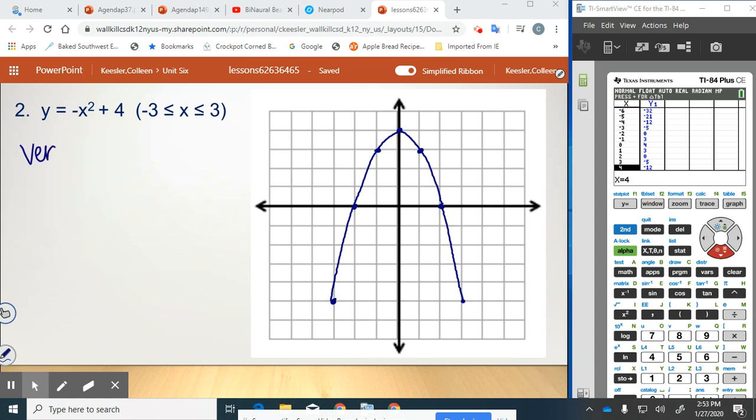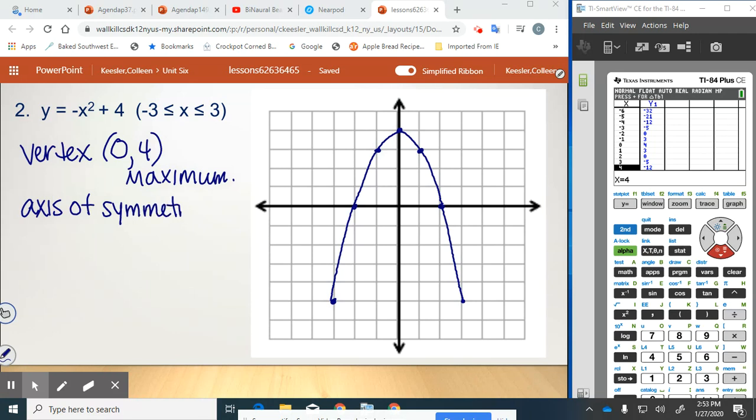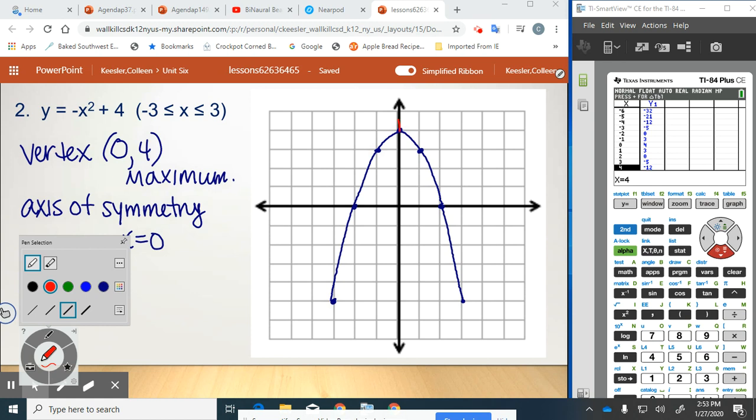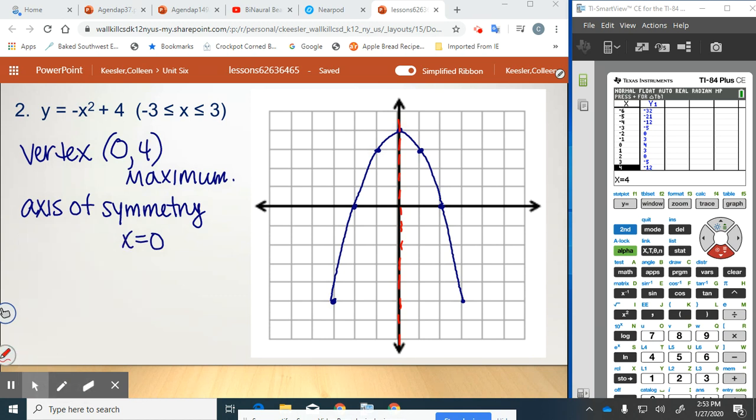So our vertex is now 0, 4. It is a maximum because it's at the top of the graph. Our axis of symmetry is still x equals 0. And note that that is the same value of the vertex, the x part of the vertex. And that's again because if I draw a line at x equals 0 or on my y-axis, that is where if I folded that quadratic function in half, all the points would meet up perfectly.